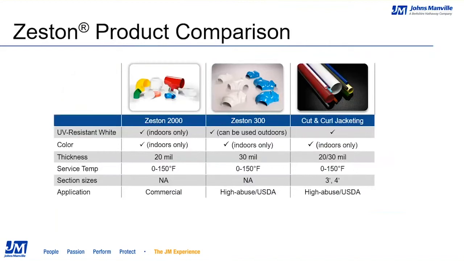300 series is better suited for high abuse environments, such as washdown applications that need to meet USDA requirements. All of our PVC offerings are rated for applications from 0 to 150 degrees Fahrenheit. Our cut and curl jacketing is offered in either 4-foot or 3-foot sections.